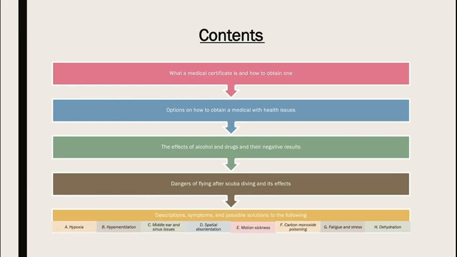So what we're going to be talking about today is mostly what the medical certificate is and how to obtain one, the options on how to obtain a medical certificate if you have health issues, the effects of alcohol and drugs and their negative results, dangers of flying after scuba diving and its effects, and then some of the descriptions, the symptoms, and the possible solutions to the following: hypoxia and the different kinds of hypoxia, hyperventilation, the middle ear and sinus issues that can happen in flight, spatial disorientations and all of the different kinds, carbon monoxide poisoning, motion sickness, the fatigue and stress that can possibly happen, and dehydration.